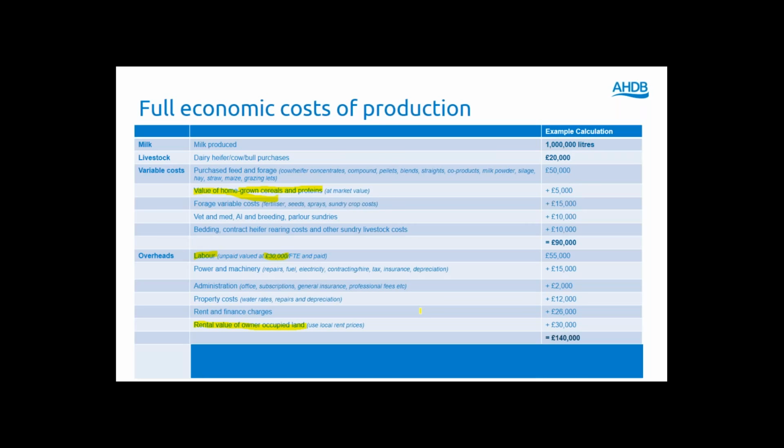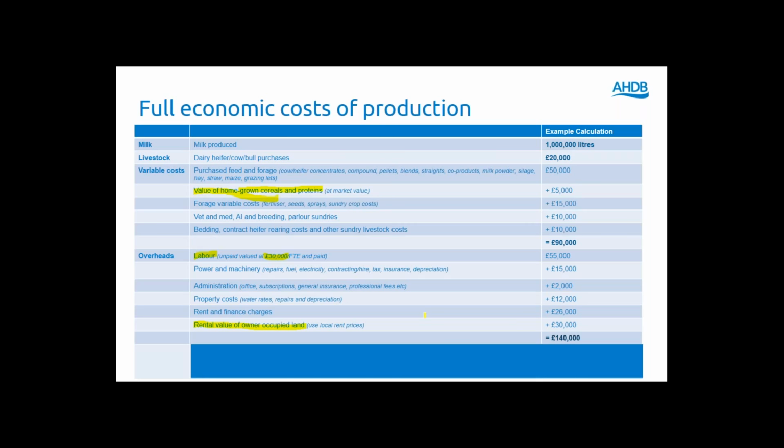And the other way to look at full economic costs is almost a long-term view. If you're looking at what a business needs to have in order to cover everything it wants to get out, and what it wants to invest in, this includes everything. So if you aim to have an income which is higher than your full economic costs, then you know that for the long term you're going to be successful.